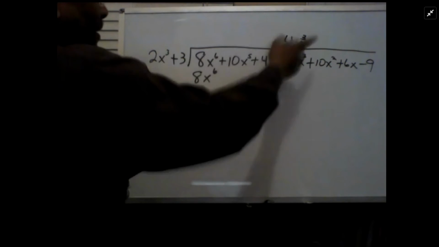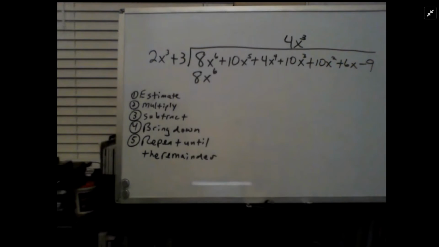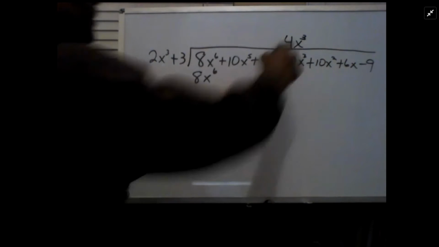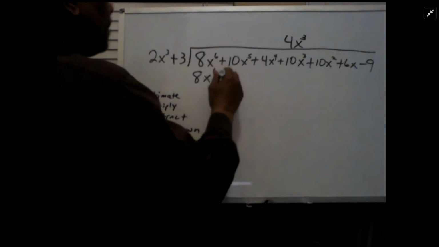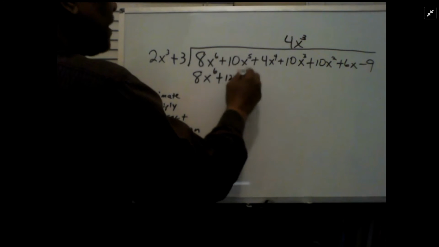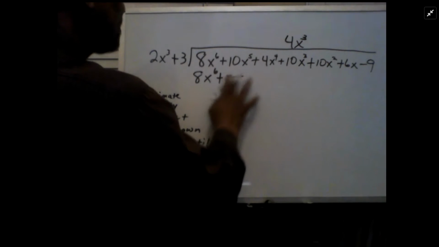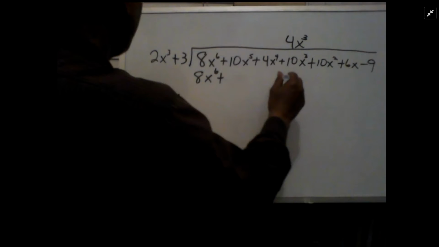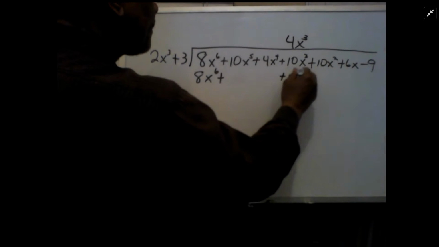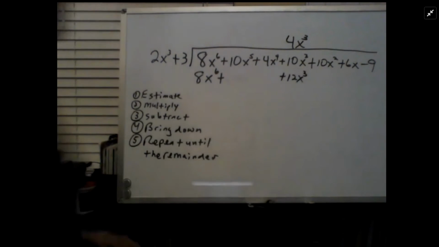And also, multiplying polynomials means you have to use the distributive property. So I also have to multiply 4x to the third times 3, which is plus 12x to the third, which I need to put over here. 12x to the third is 4x to the third times 3.